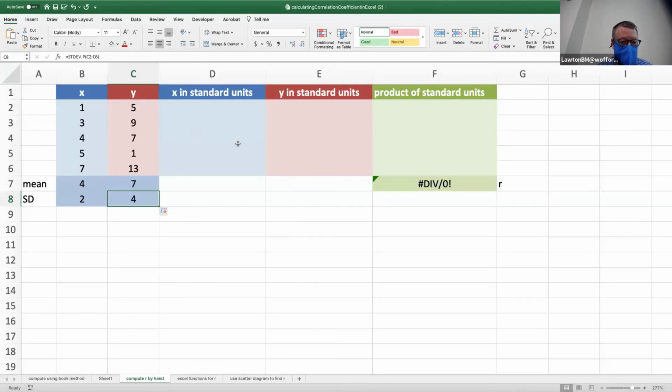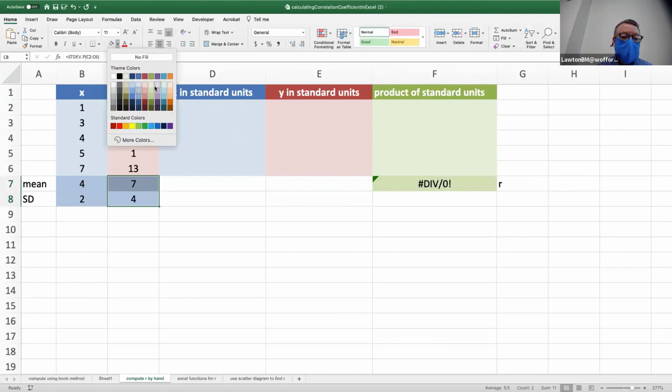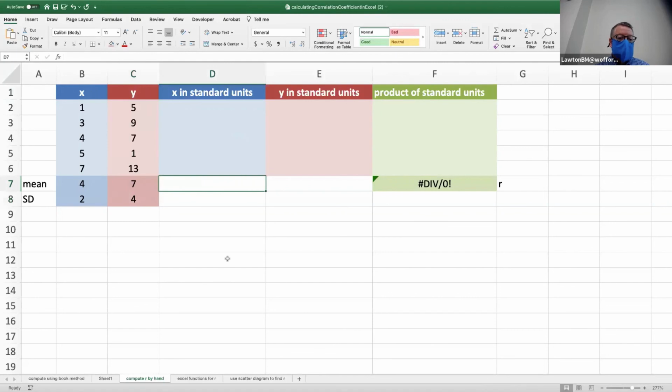Okay, now, to find the standard units, what standard units mean is: how many standard deviations away from the mean is this number? So standard units will convert to, we'll call them z-scores in the next chapter. If you've had stats before, it's a z-score. But how many standard deviations away from the mean am I?